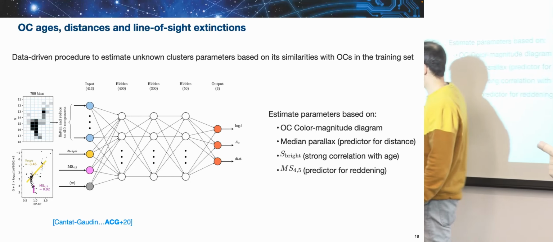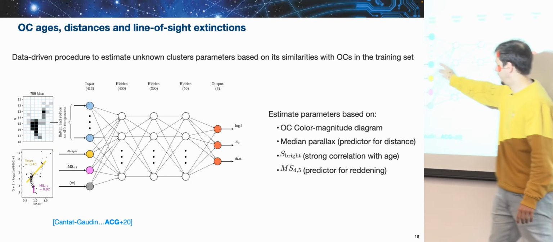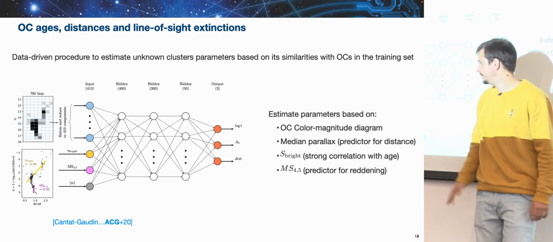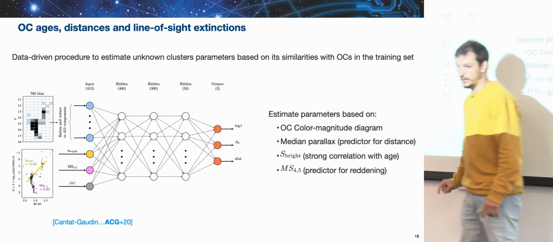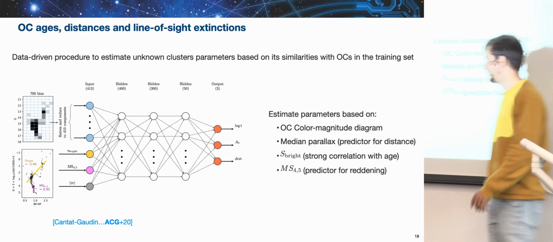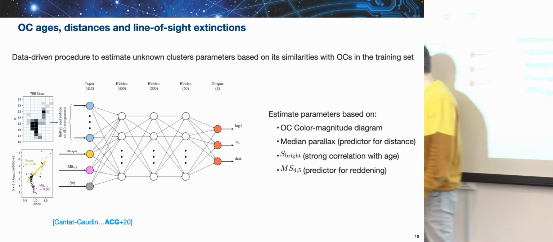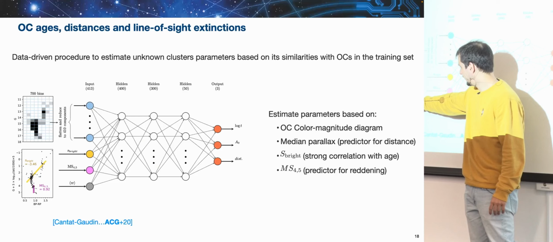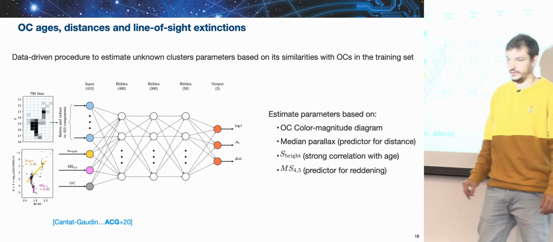But what we do is, basically, we feed the network with the color magnitude diagram, plus some extra quantities that we think will help the estimation. For instance, this S bright here is the slope between the turn-off and the red clump. That's a proxy for the age.